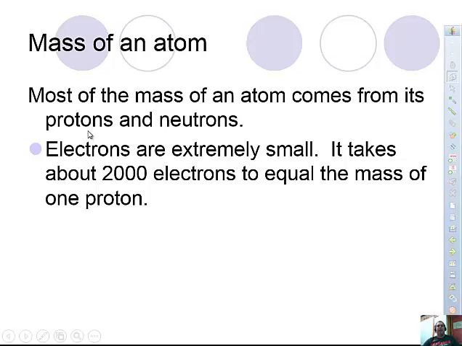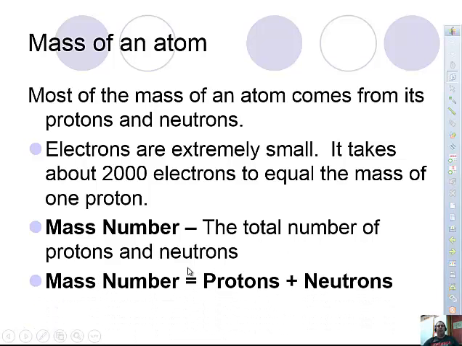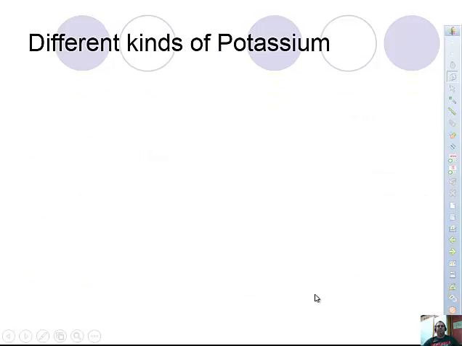But again, what we're right now focusing on is the protons and neutrons. We're focusing on the nucleus. And that means the mass number. The mass number is the total number of protons and neutrons in an atom. Okay? It's the total number of protons and neutrons in an atom. So what we're saying is mass number is going to be equal to the protons plus the neutrons.